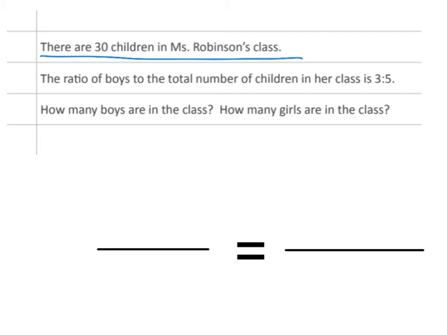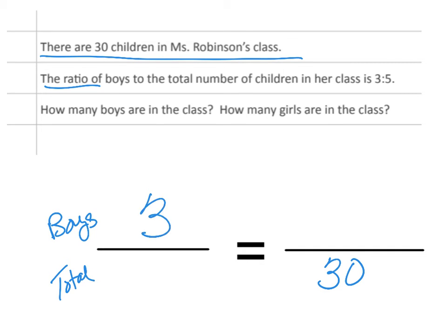Here's our actual. We have 30 children in Miss Robinson's class, so I know the total is going to go down on the bottom, and 30 is the actual. The ratio of boys to the number of children is 3 to 5. So boys to the number of children, boys is going to go on top. Here we have 3 out of 5 total.